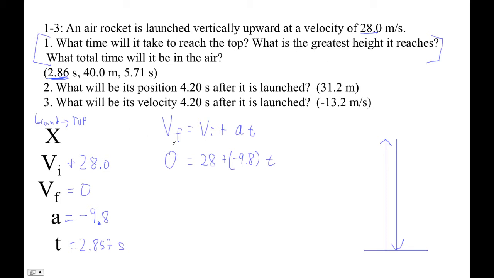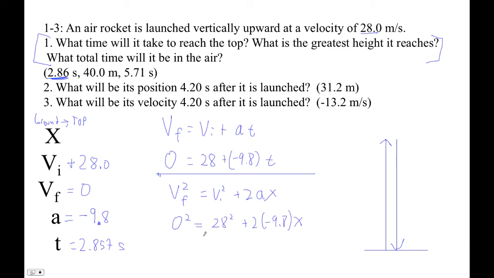To find the greatest height, I'll use no t. Even though I have t here, I'm going to use no t, just in case I got that time wrong. So vf squared is vi squared plus 2ax. So 0 squared is 28 squared plus 2 times negative 9.8, and x is what we're trying to solve for.